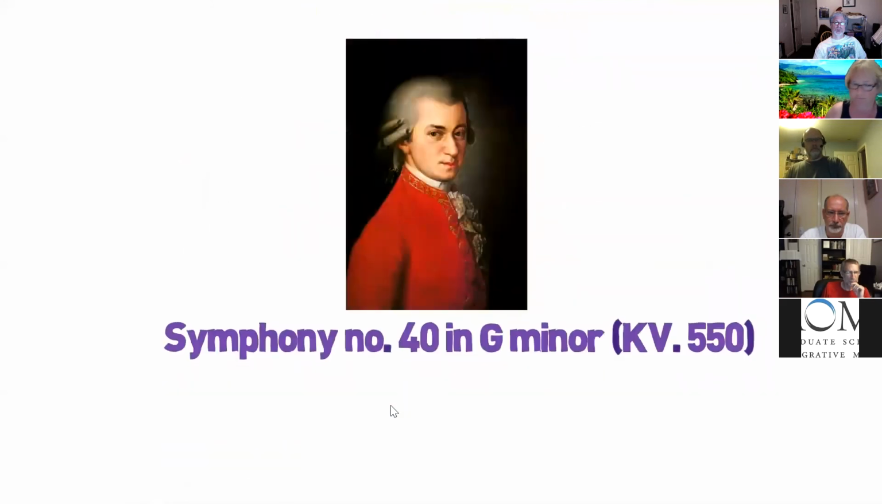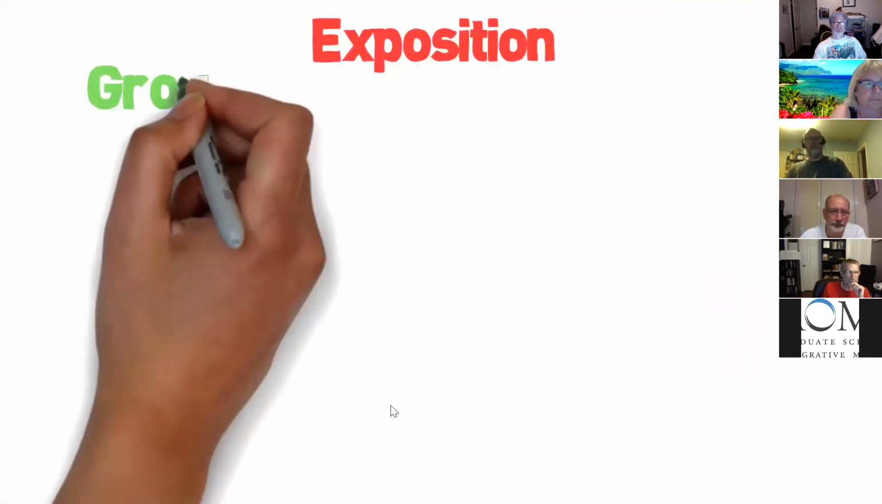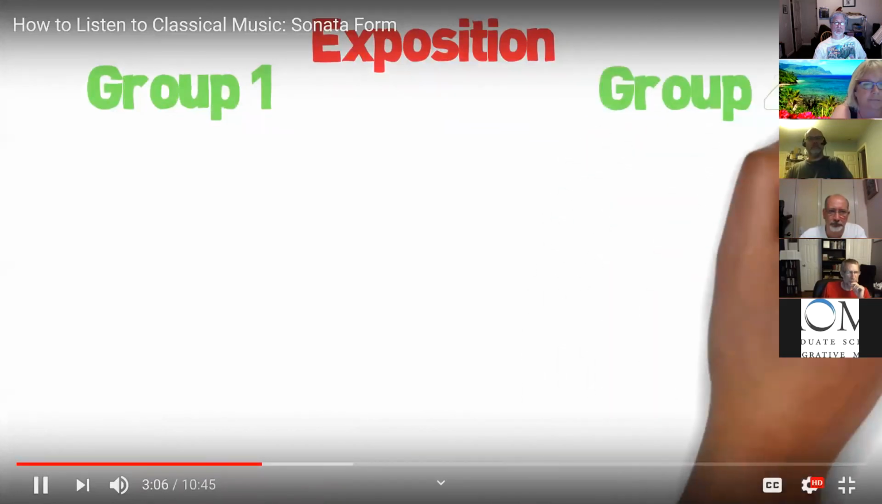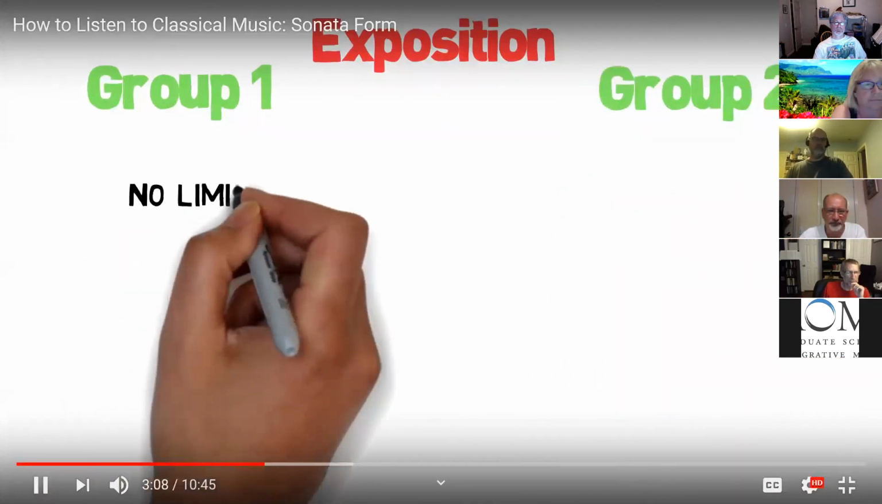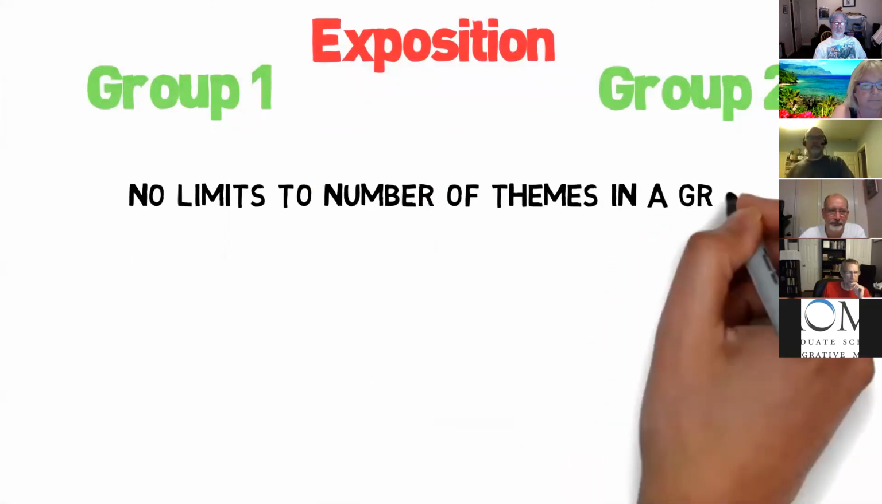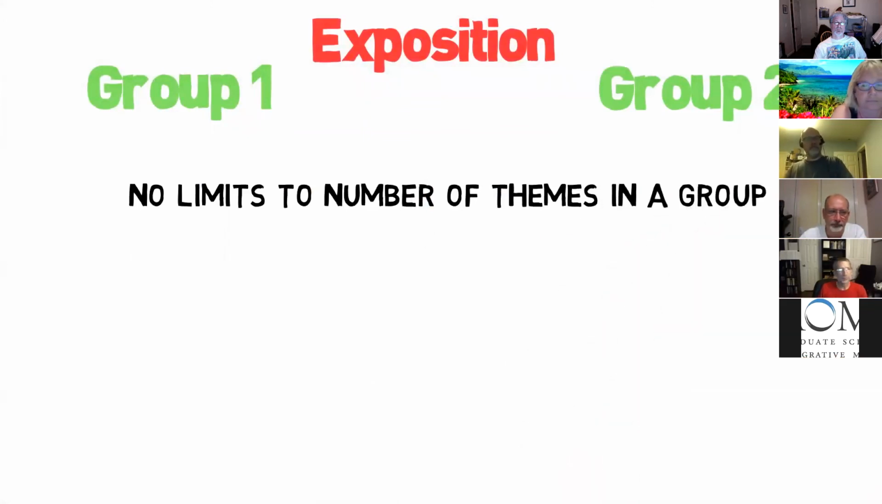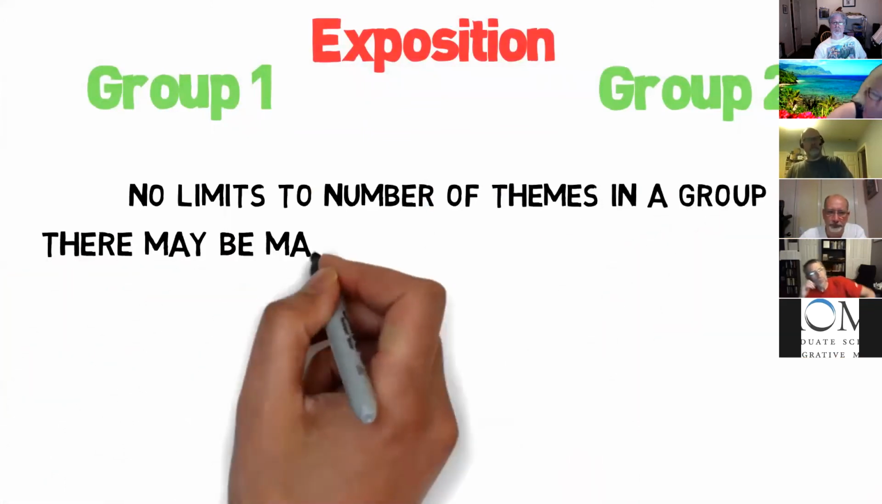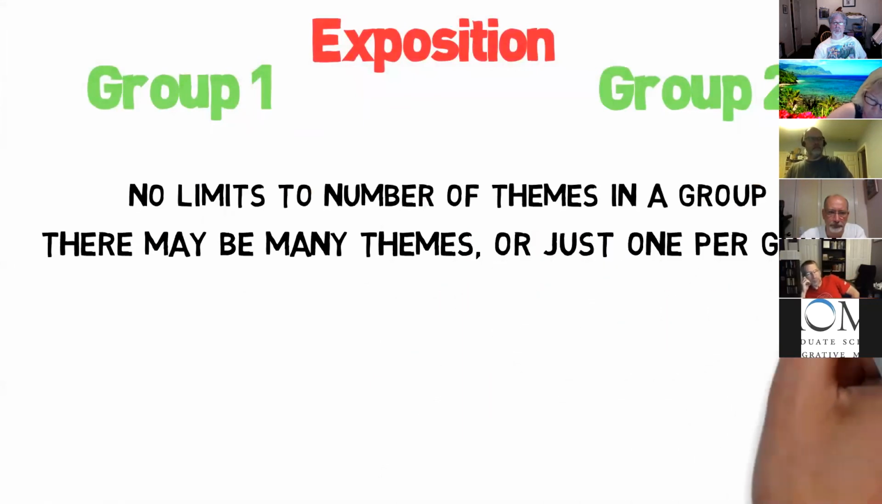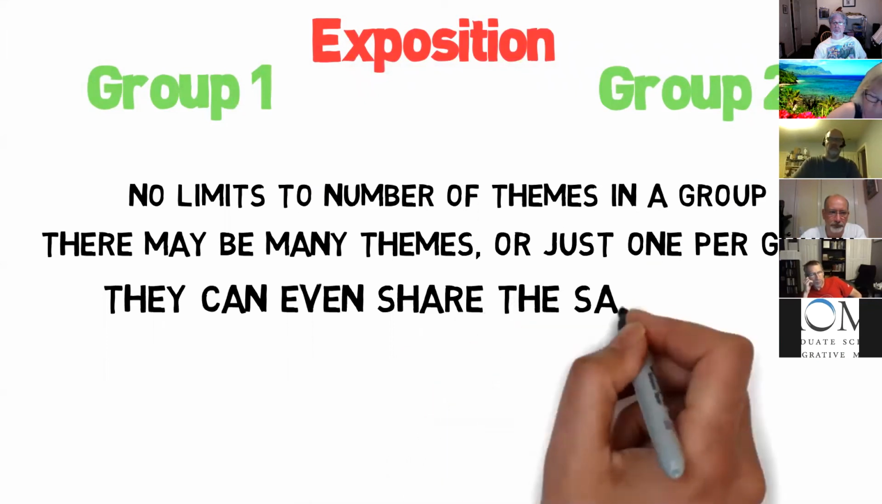So let's look a little closer, and we'll use Mozart's Symphony No. 40 in G minor as an example. First, the exposition, which is divided into two groups in contrasting keys. What's important to understand is that there are no limits to the number of themes or amount of thematic material that may appear in a group. You may be presented with many musical ideas which will come back later, or there may just be one theme per group. The first and second group can even use the same material.